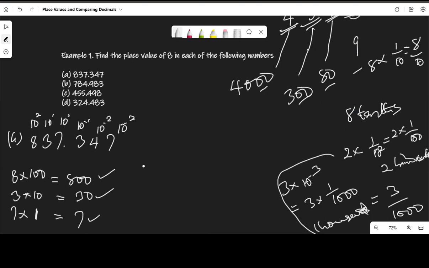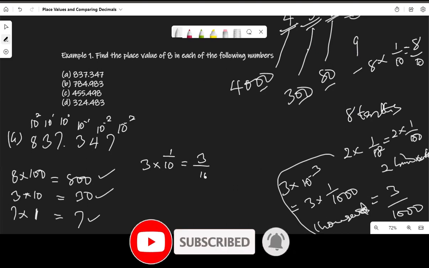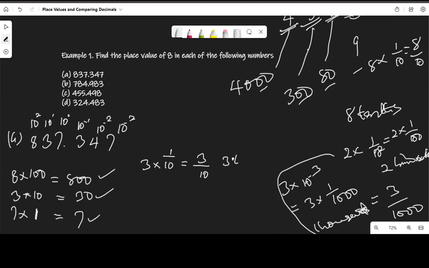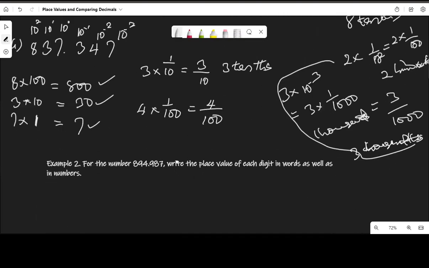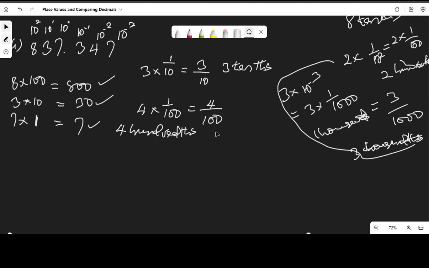What about the decimal part? This 3 will be 3 times 10 to the power negative 1, which is 1 over 10. That is 3 over 10. And 3 over 10 is 3 tenths. Then this one is 4 times 10 to the power of negative 2, which is 1 over 10 to the power of 2, and 10 to the power of 2 is 100, which is 4 over 100. And 4 over 100 is 4 tenths. No, 4 hundredths rather. 4 hundredths, with th at the end.